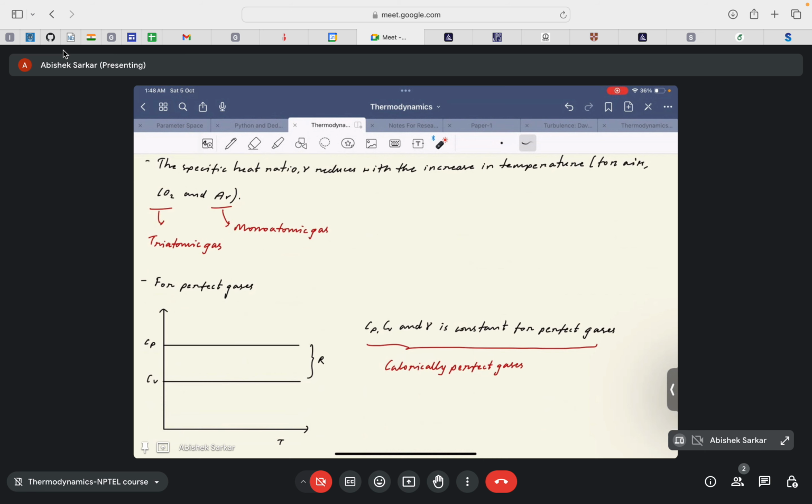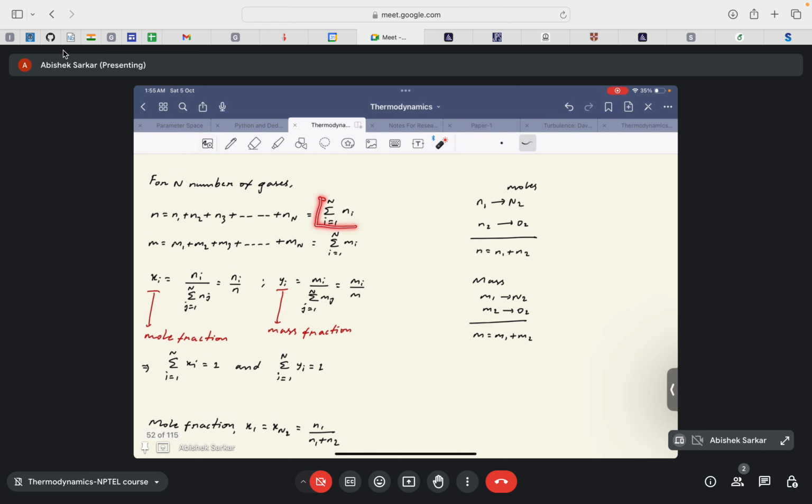But say we are given a question or a scenario where we are dealing with a system that consists of n number of gases. In that case, the total number of moles in the enclosure that encloses this mixture of n gases will be given by n is equal to n1 plus n2 plus n3 plus dot dot plus nn, where n is the total number of gases. Or in a simple compact notation, we can write it as the summation of ni, where i varies from 1 to n, where i is the index that denotes the particular type of gas.